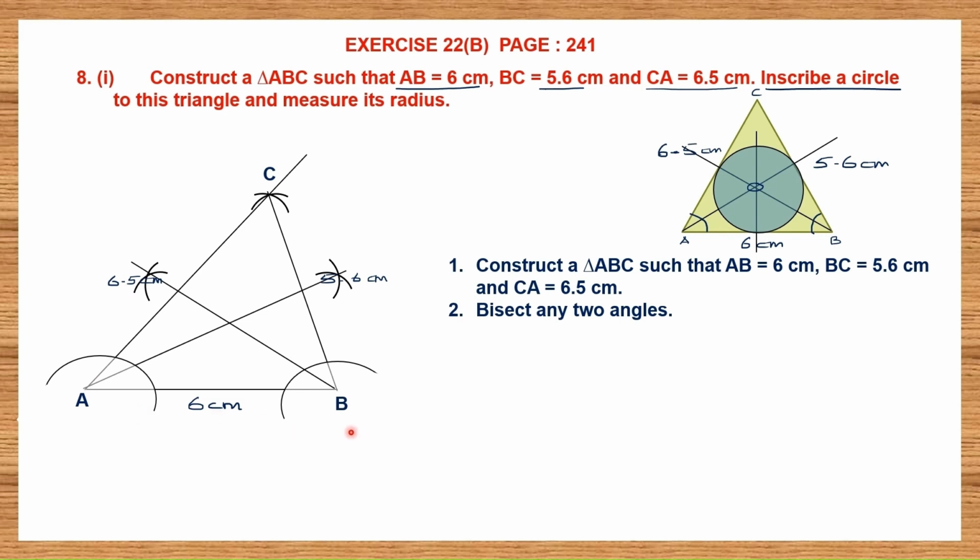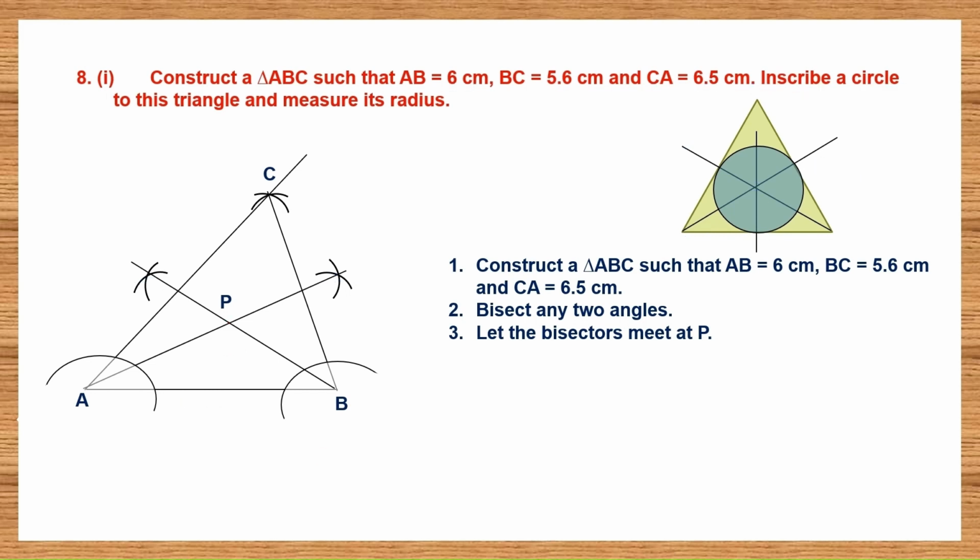So now what have we got? We've got two lines that have bisected angles A and B. Let the bisectors meet at P. So these two lines are called the bisectors and they are meeting at a point and that point is P.